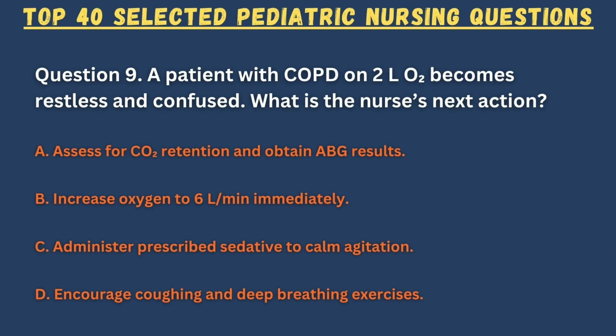Question 9. A patient with COPD on 2-liter O2 becomes restless and confused. What is the nurse's next action? A. Assess for CO2 retention and obtain ABG results. B. Increase oxygen to 6 liters per minute immediately.